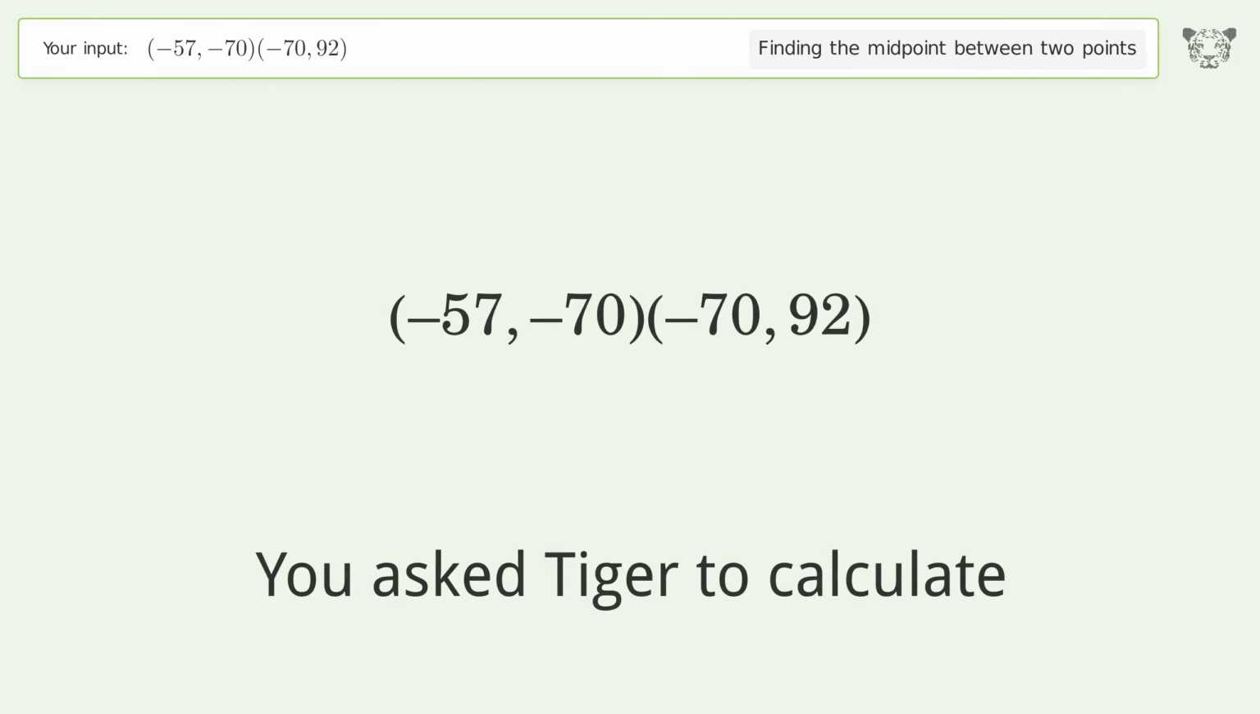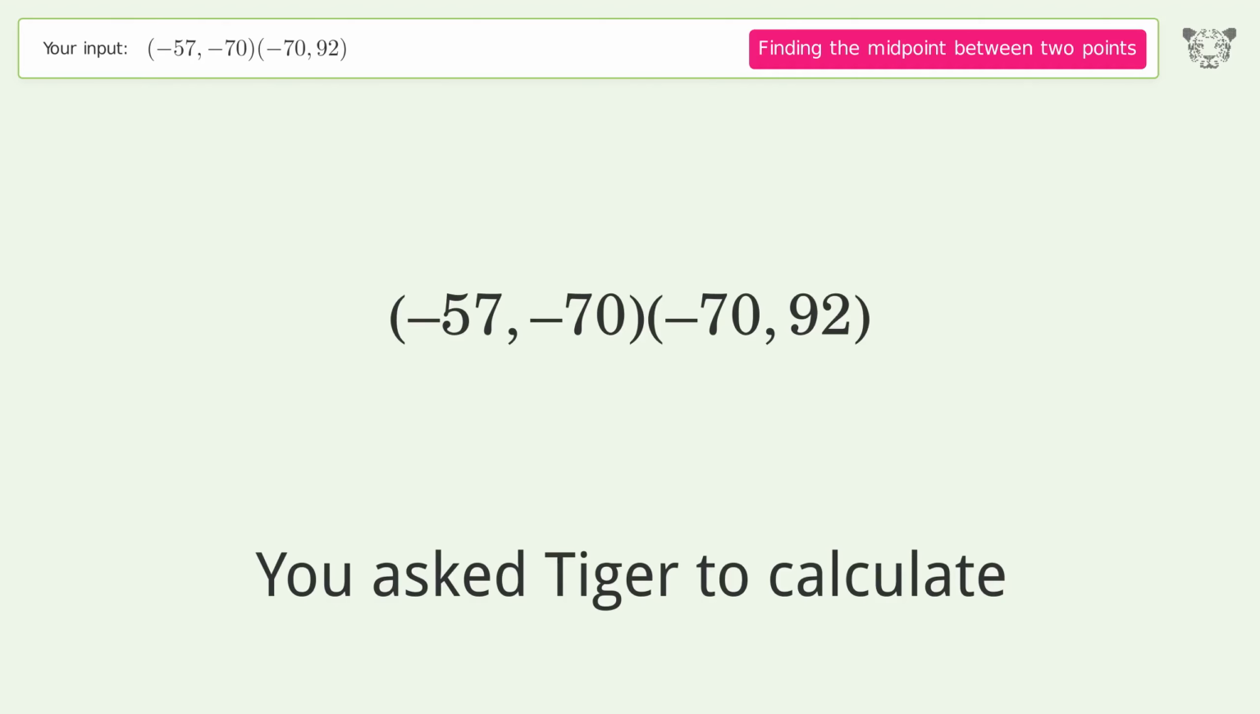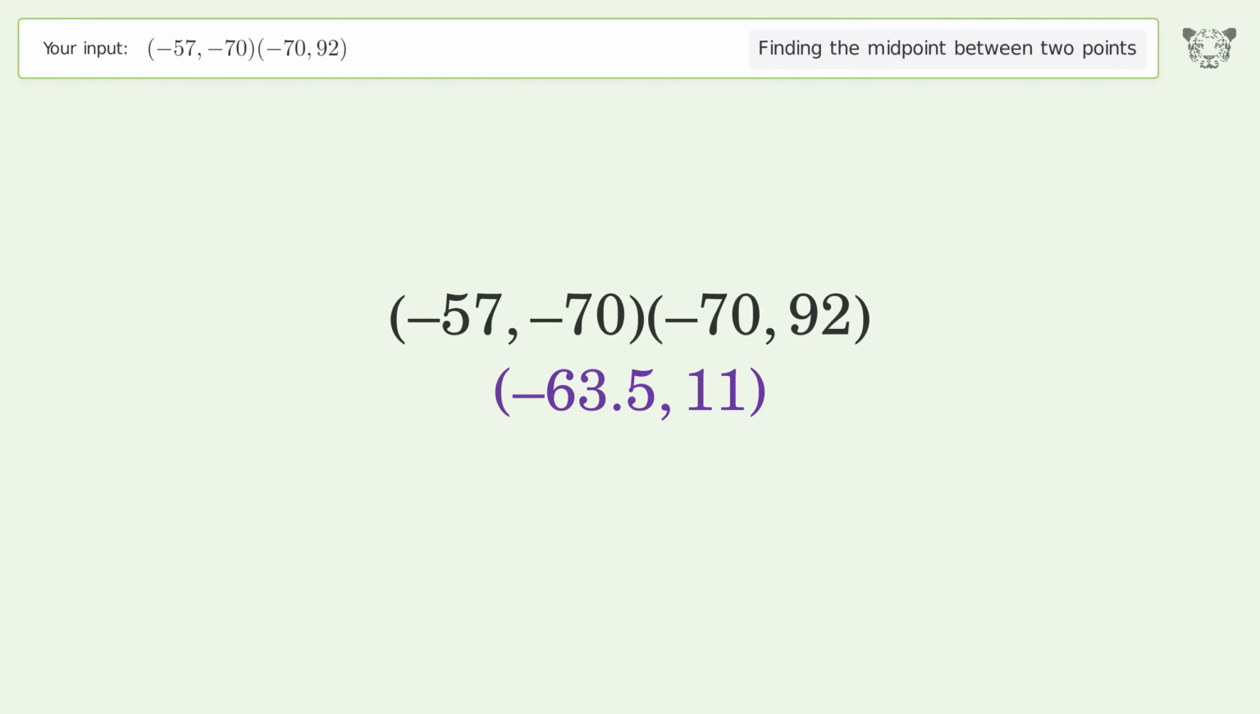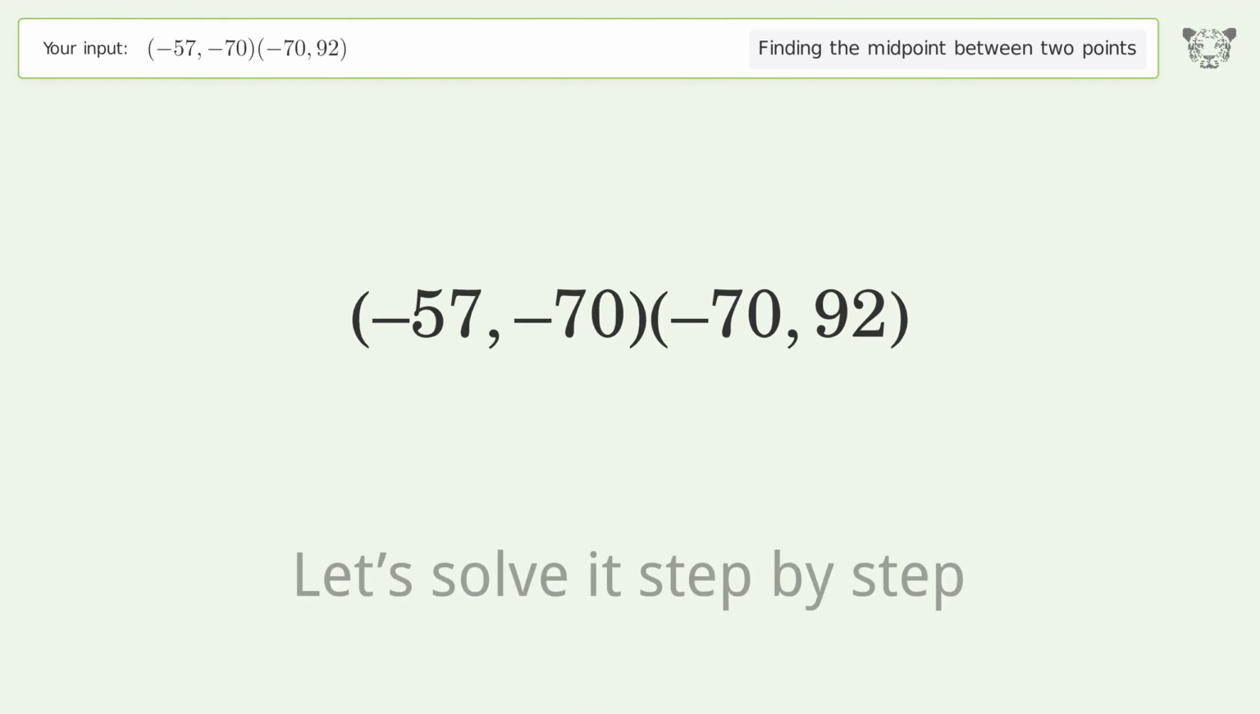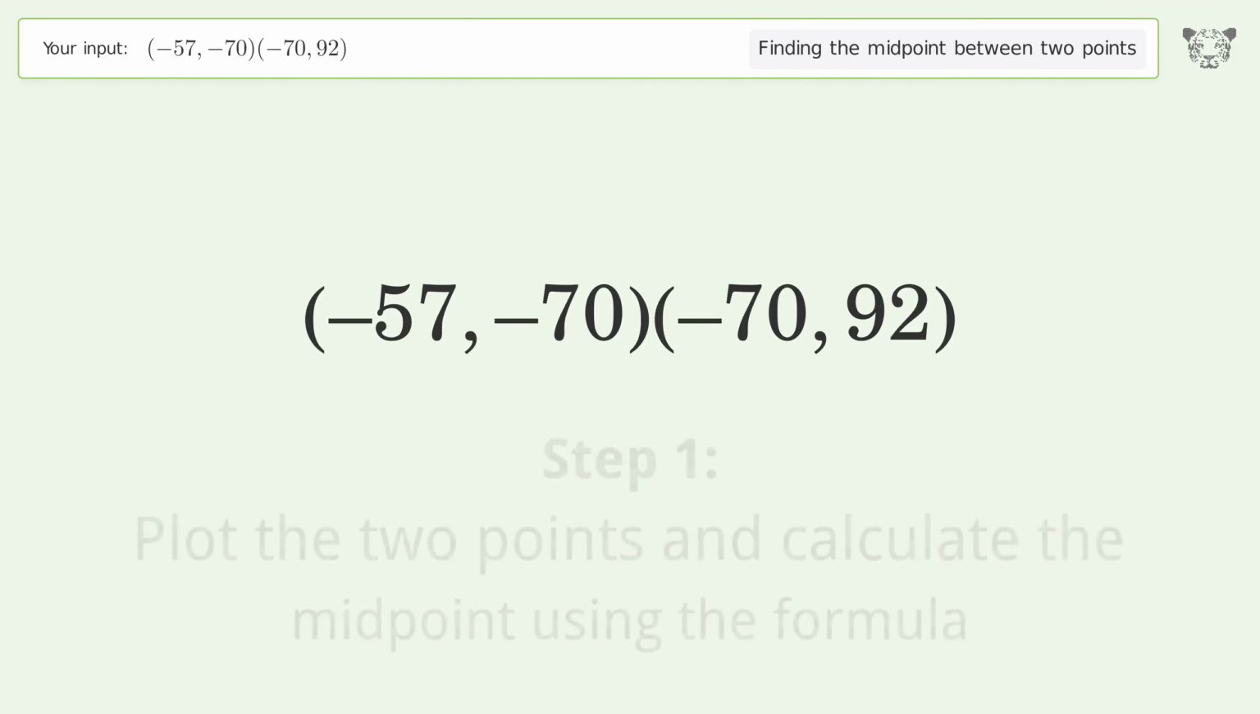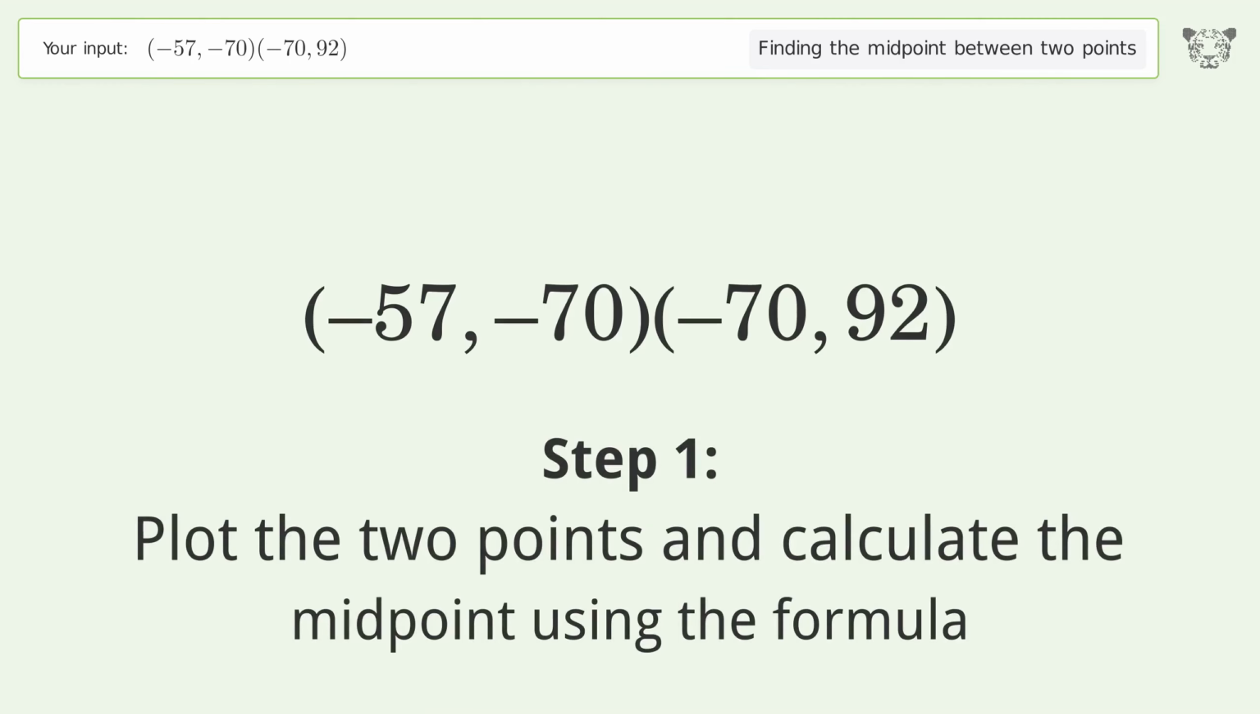You ask Tiger to calculate. This deals with finding the midpoint between 2 points. The midpoint between the 2 points is negative 63.5, 11. Let's solve it step by step. Plot the 2 points and calculate the midpoint using the formula.